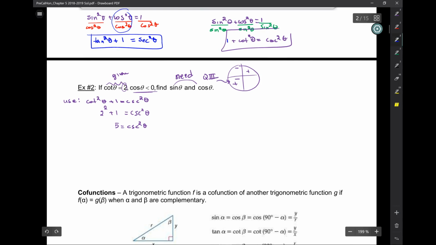Now I'm going to take a square root, right? So cosecant of theta is equal to what? Just root 5? Plus or minus root 5.